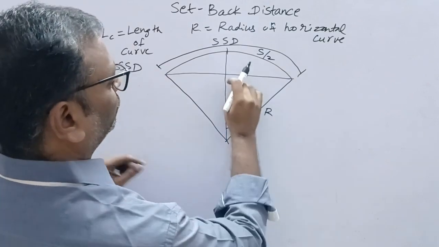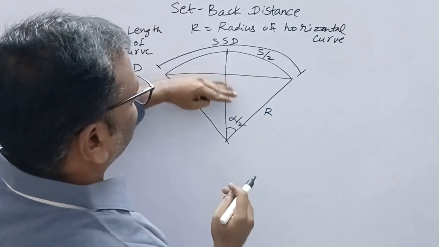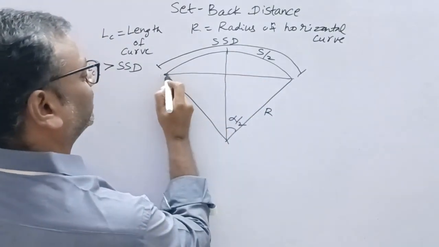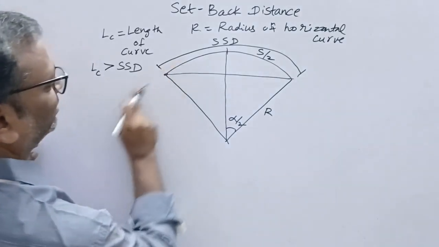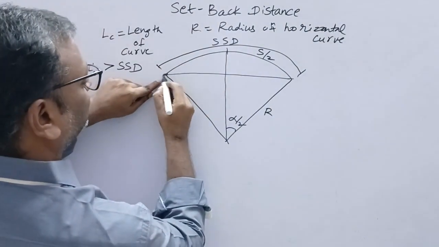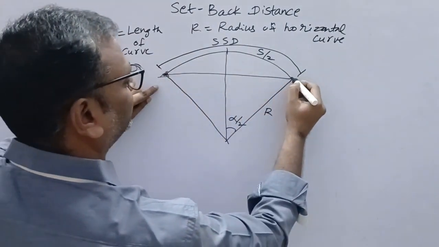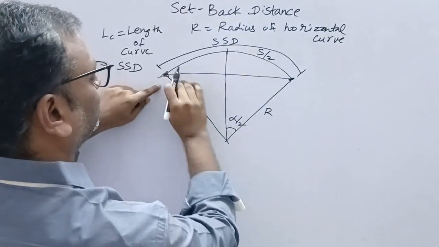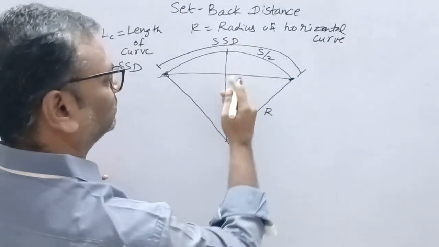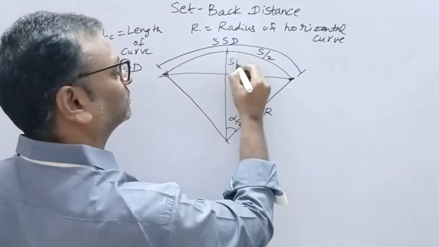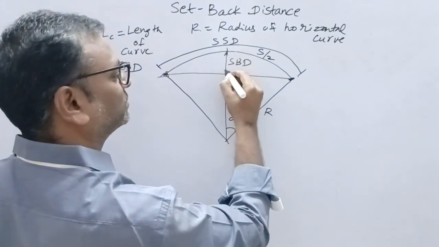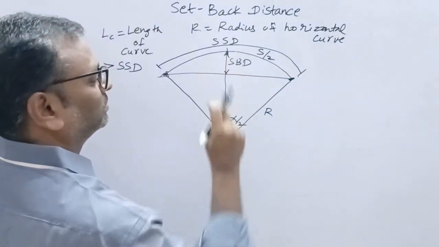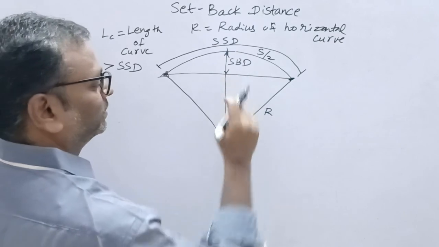If any construction is there beyond this line, the vehicle coming from this side can't see any object or vehicle on this side. So this distance should be cleared, which is called the setback distance. We call this distance the setback distance. Now we need to find this. How to find it?